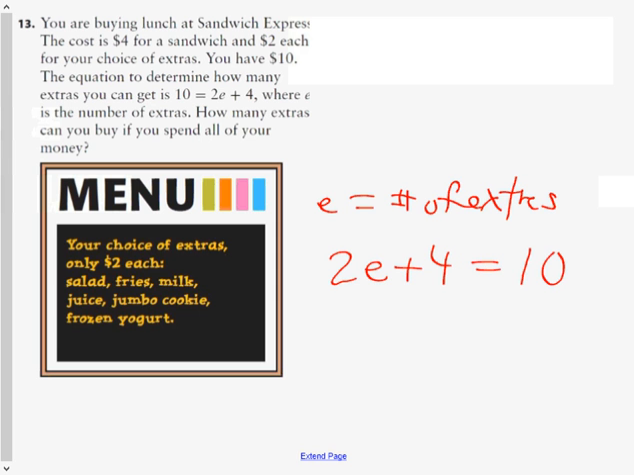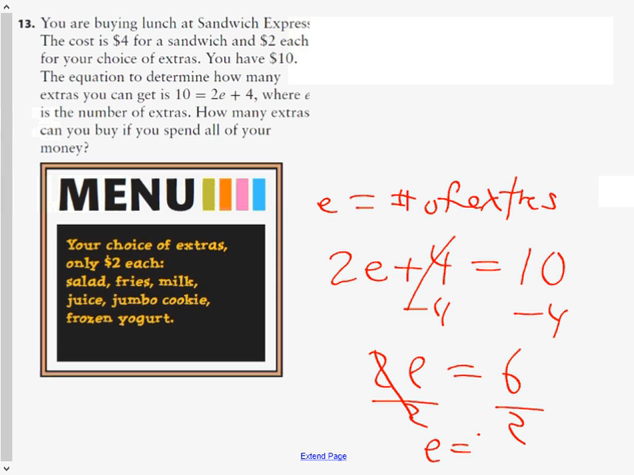So if we solve this, we can isolate it and get rid of the cost of the sandwich. So just the cost of my extras can be $6. And probably right now you know how many extras we can buy. You know it's going to be 3. But we isolate it by dividing by 2. And the number of extras you can buy for $10 is you can have a sandwich with 3 extras on it.